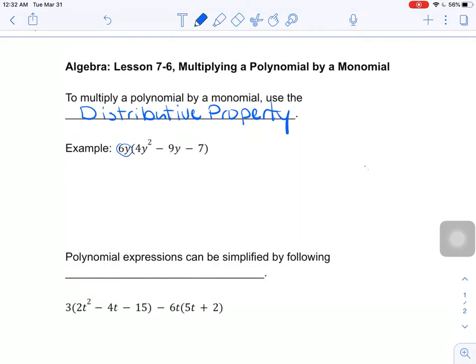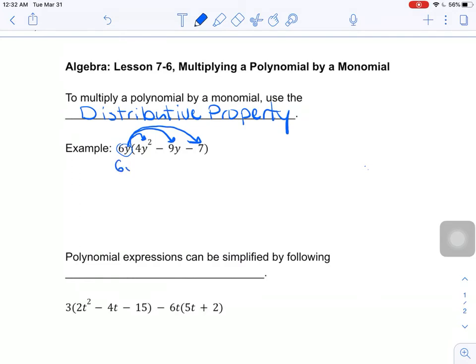So we have 3 terms in the parentheses. So that just means that each of those 3 terms is going to get multiplied by the 6y sitting outside the parentheses. So we're just going to have to multiply 3 times because we have 3 terms in there. So it's kind of like a big distributive property problem. So I'm going to write out the multiplying that's going to happen first, and then we'll go through and we'll actually clean it up so that you guys can see what happens in there.